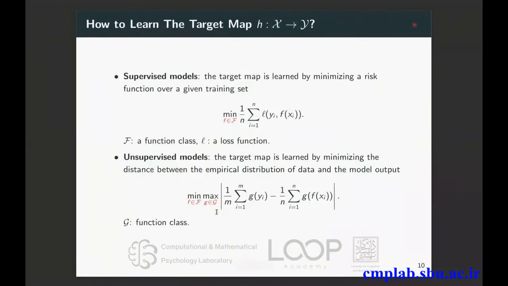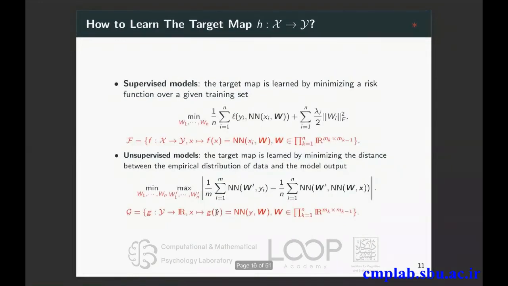So if I go back to these supervised and unsupervised objective functions, and I replace this optimization over function class with optimization over a deep neural network, this is what I will get. As you can see, now I have an optimization over a bunch of vectors or matrices in this case. And this can be solved using various methods from optimization theory.